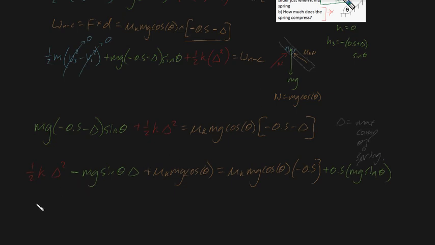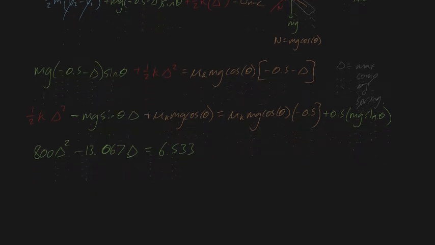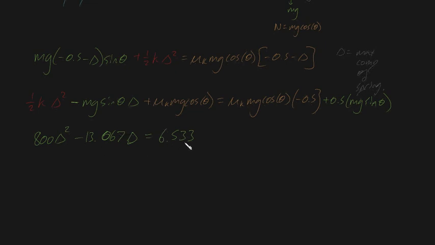You're left with 800 delta squared minus 13.067 delta, and that's going to be equal to 6.533, right? Notice that this will involve a quadratic. So we could, if we wanted to, complete the square, but I think it'll be easier to use the quadratic formula. And if you use the quadratic formula, let's actually make this in the form of a delta squared plus b delta plus c: 800 delta squared minus 13.067 delta minus 6.533 is equal to 0.